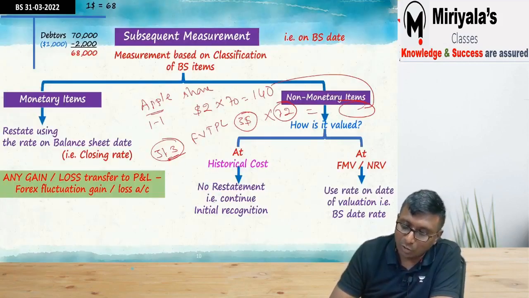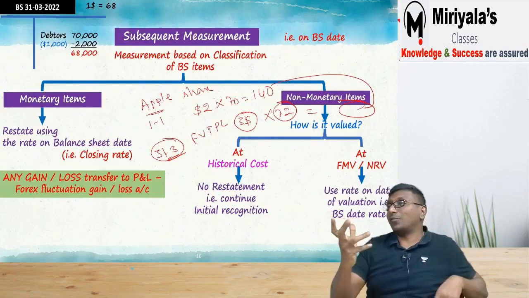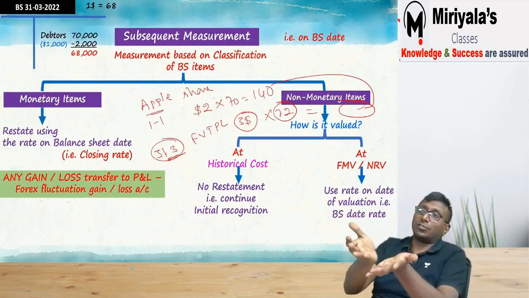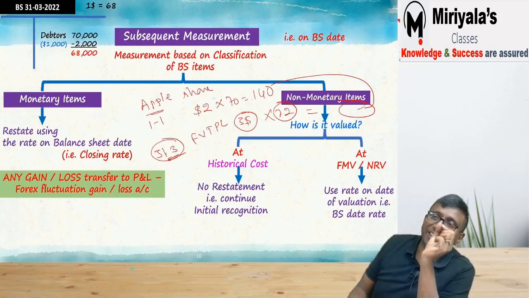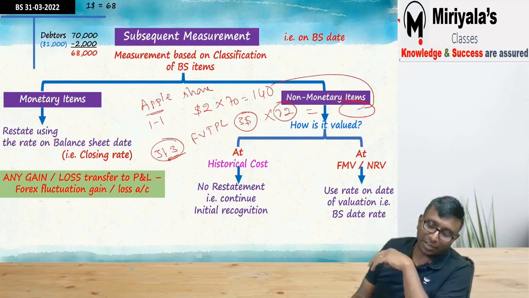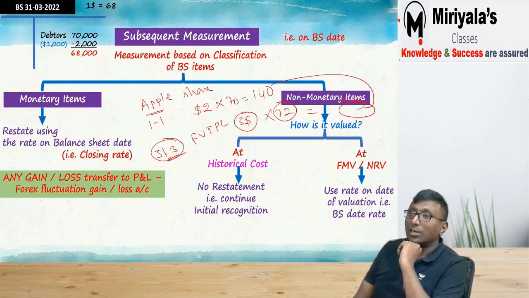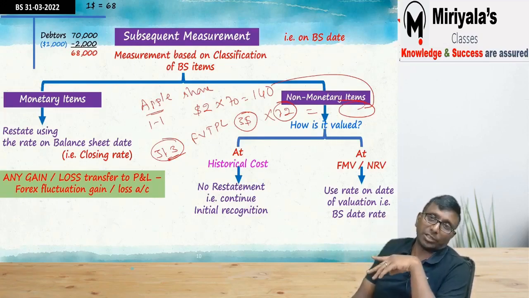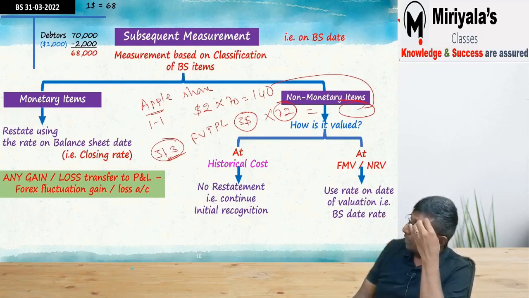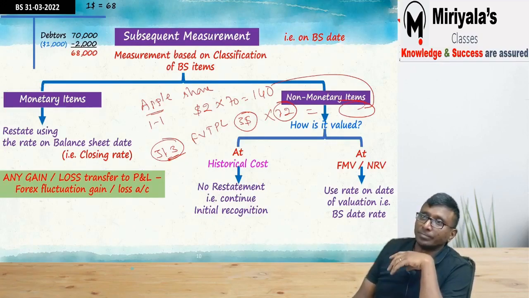First, fair market value. If you are measuring it at fair market value, meaning you are measuring on 31st March, then the rate of 31st March, that is the balance sheet date rate. For valuation, you are supposed to take the balance sheet date rate. Have you understood?